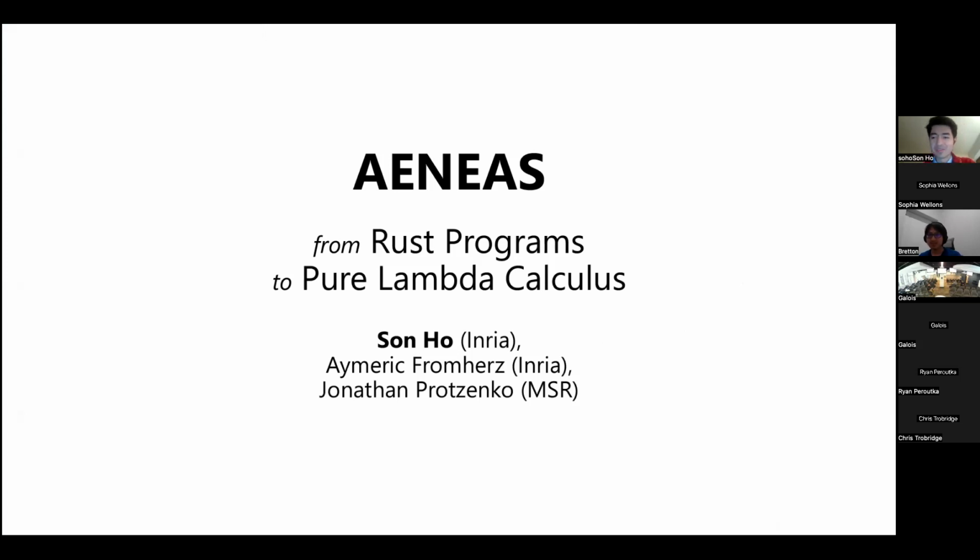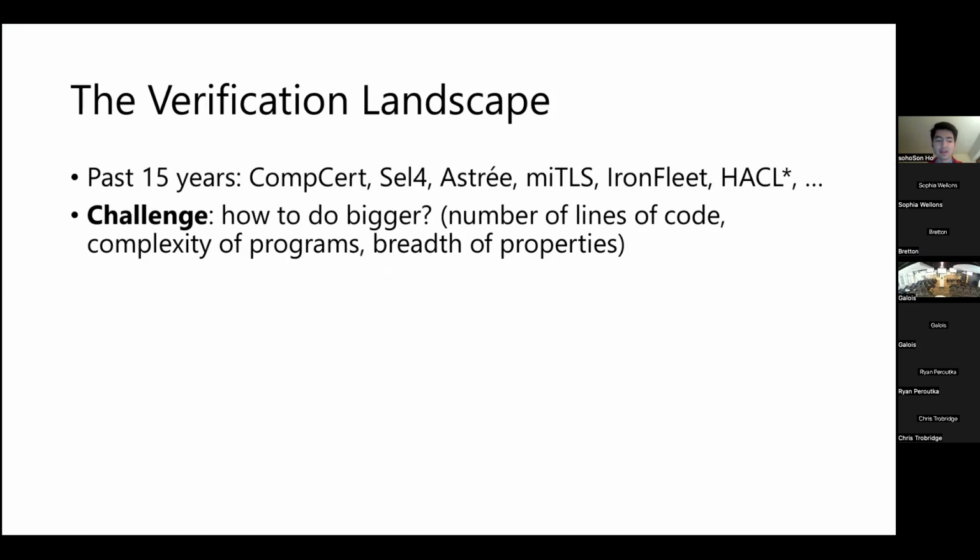Okay, thanks. Hello, everyone, and thanks a lot for the introduction. So yes, I'm going to talk about Aeneas, which is a framework to verify safe Rust programs. Now, Aeneas is actually part of a larger verification toolchain, for which I need to give a bit of context. There has been quite a few successes in program verification in the past 15 years, and this includes verified compilers, microkernels, verified protocols, and cryptographic libraries.